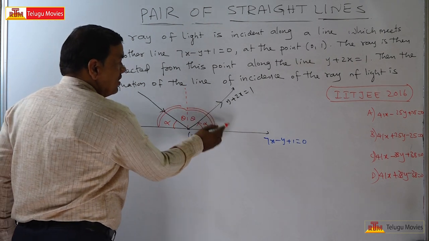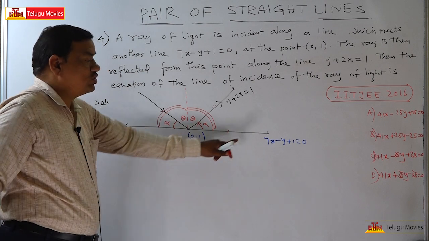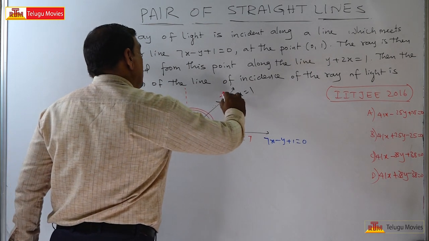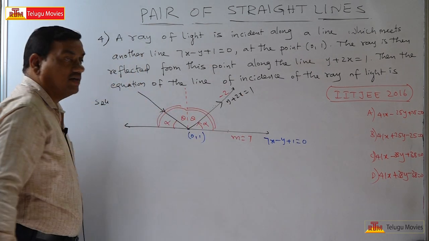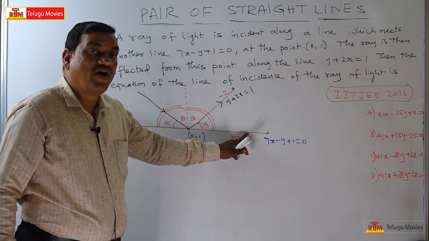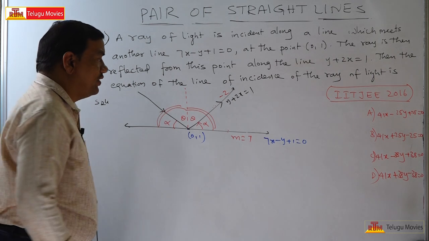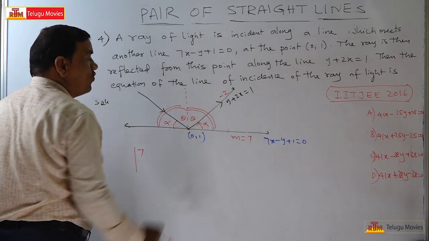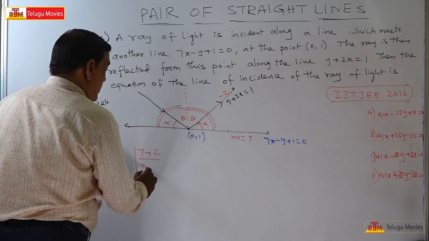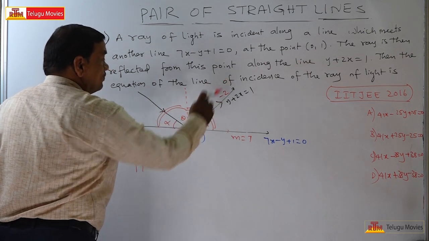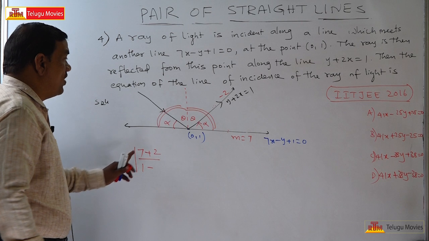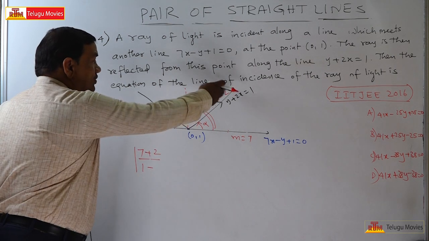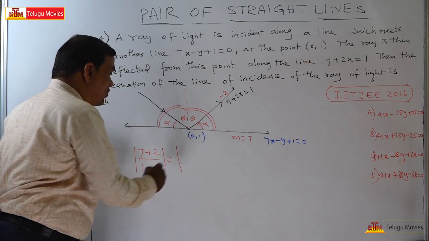Now, let us first find these two slopes. What is the slope of this line? m is equal to 7. The slope of this line is minus 2. We know that tan alpha is equal to the modulus of (m1 minus m2) by (1 plus m1 into m2), that is the modulus of (7 minus of minus 2) by (1 plus 7 into minus 2), that is equal to 9 by 13.